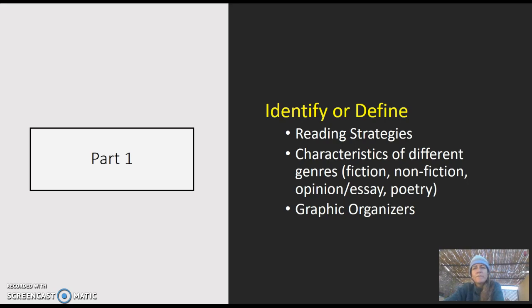And then finally, also be familiar with the different graphic organizers that we discussed in class. Remember, graphic organizers are tools that you use to organize your thinking while you're reading, or to organize your writing before you actually write. We used KWL charts, we used story maps, we talked about Venn diagrams, matrices, and thought bubbles. So just check in and make sure you know what all of those are as well. For each of these areas, you'll be identifying or defining. So you will probably have matching options, multiple choice options, or fill in the blank options.